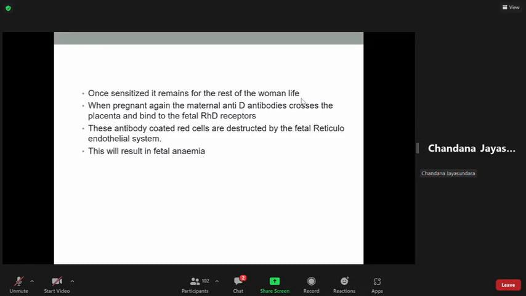They will cross the placenta and go to the baby's system. And in the baby's system, the antibodies will result in agglutination of the baby's blood, and this aggregated blood will be destroyed in the reticuloendothelial system of the fetus. When the red cells are destroyed, the baby will develop jaundice, but in the mother's tummy, it won't come out.